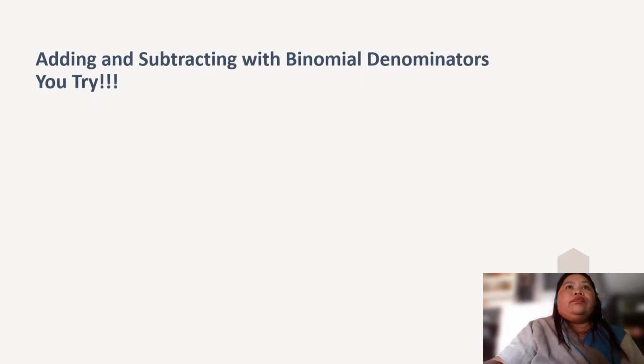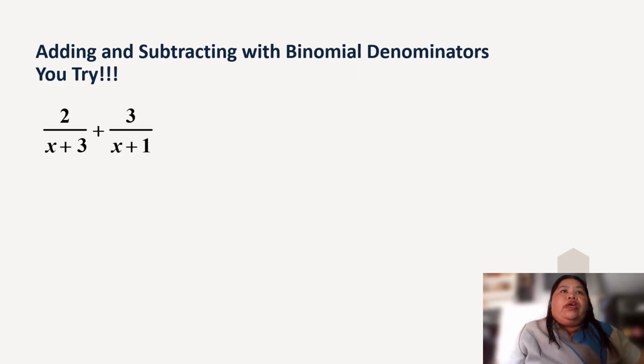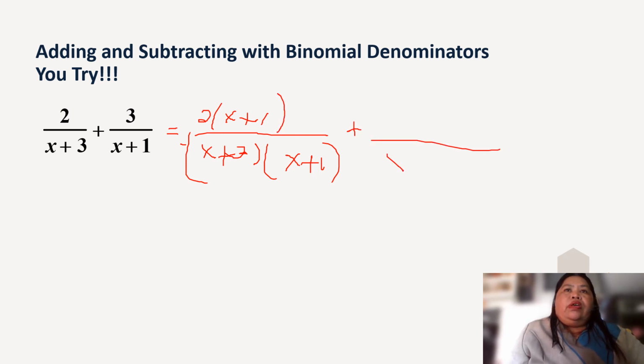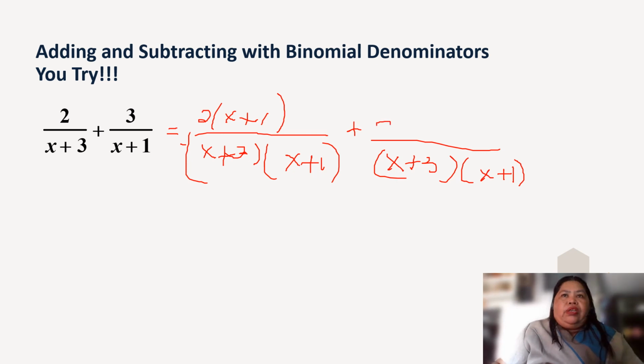Okay, let's have another. Okay, so we can do it. Of course, our LCD is x plus 3 and x plus 1. So if we divide x plus 3 and x plus 3, we can cancel x plus 3. So we have 2 times x plus 1 plus, okay, x plus 3 and x plus 1. Okay, so if we divide this, what remains is x plus 3. So it's just like you're canceling, but actually you're dividing.